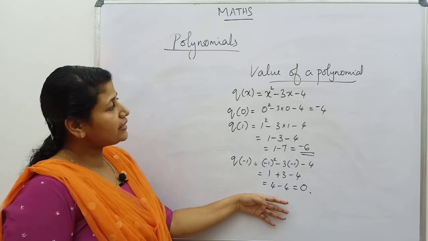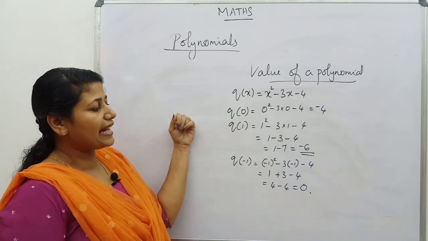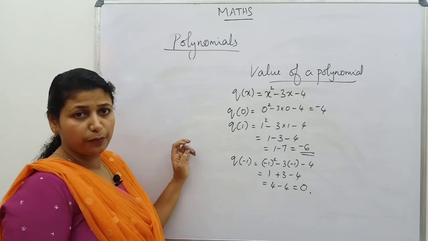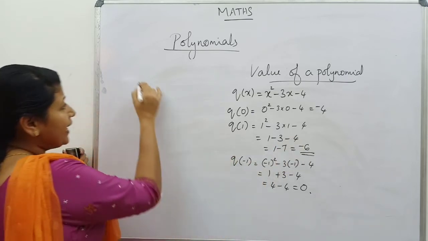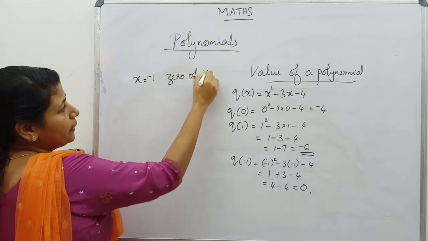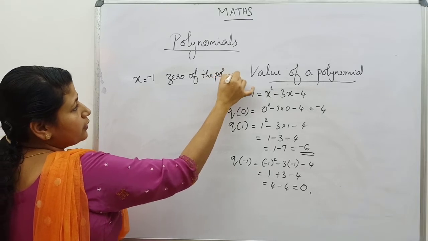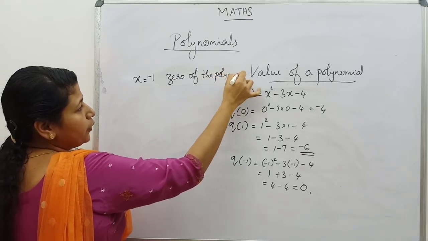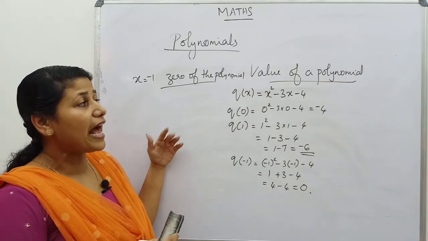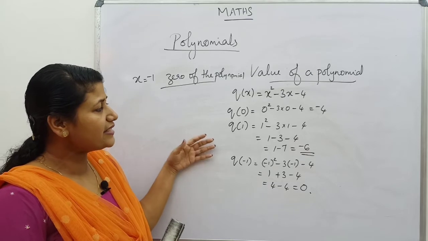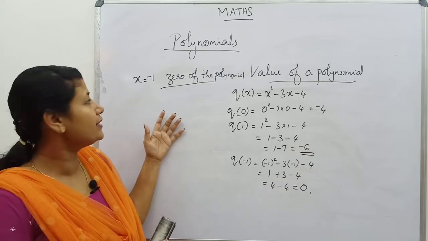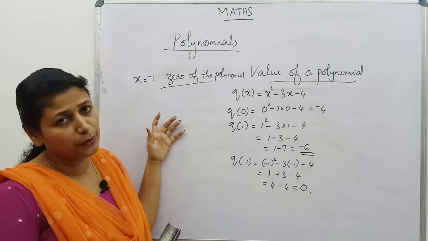Whenever you are getting the value of the polynomial as 0, that value of x is known as the 0 of that polynomial. Got it? So here x equal to negative 1 is the 0 of the polynomial. What is meant by 0 of the polynomial? Whenever you are getting the value of the polynomial as 0, that value of the variable is known as the 0 of the polynomial.